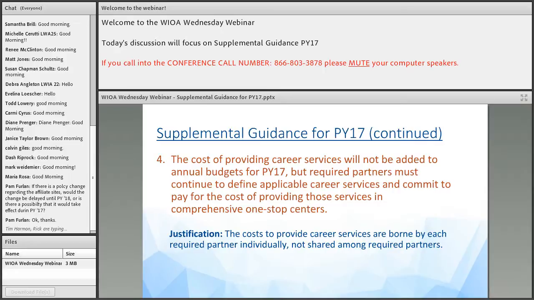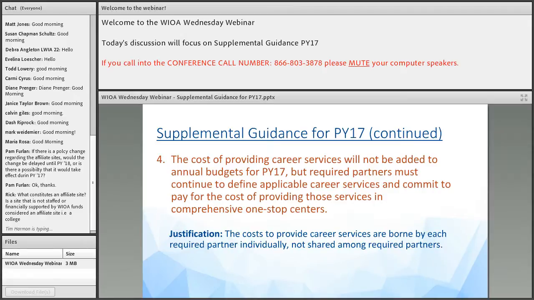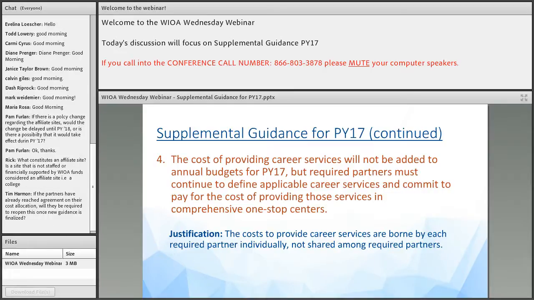Okay, we're going to move on to the next item, number 4 in the supplemental guidance. This relates to career services. Remember, the TEGL says career services are now a mandatory additional cost that must be reflected in the MOU budget. But in Illinois, the guidance is that while required partners will continue to pay for their own costs of providing career services in each comprehensive one-stop center, it is not going to be reflected in the annual budget for program year 2017 only. The justification is that the cost to provide the career services is borne by each required partner individually. They're not shared among required partners.